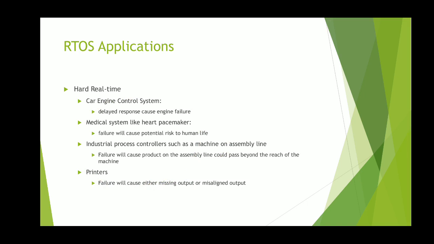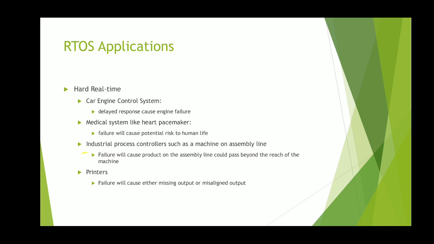Here you can see the car engine control system, which is using a hard real-time operating system, because in a car engine a delayed response causes engine failure. So by using a hard real-time operating system, we can ensure the output or response comes within the deadline. And next is the medical system like a heart pacemaker. Here failure will cause potential risk to human life. So since it is a time critical application, we can go for a hard real-time operating system.